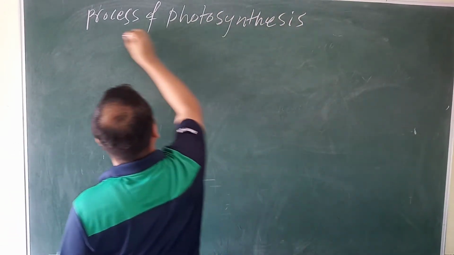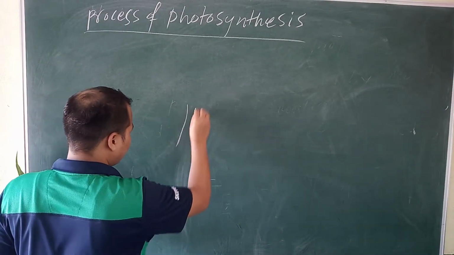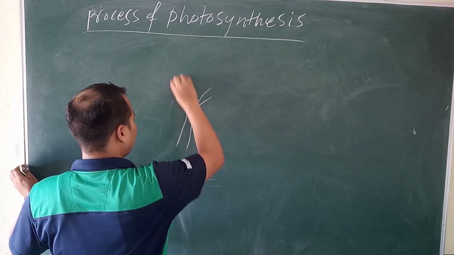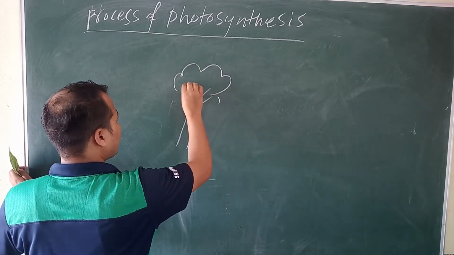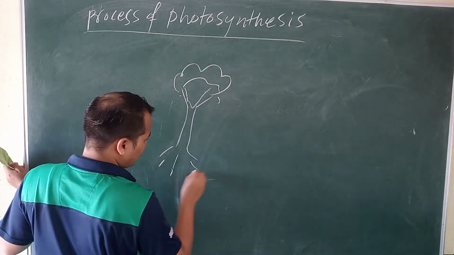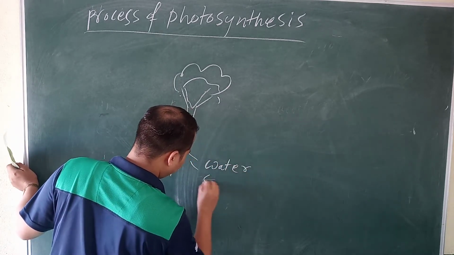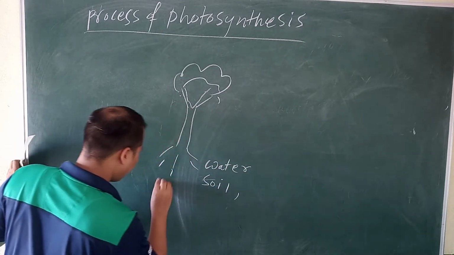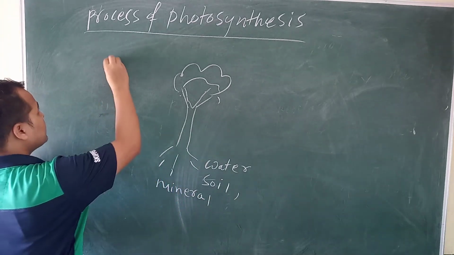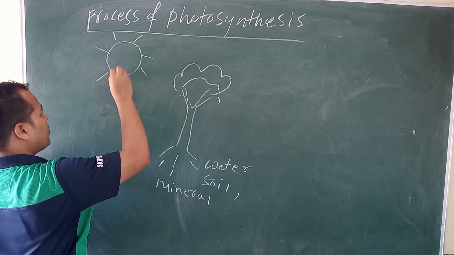Okay, the process of photosynthesis. First, draw a tree. Suppose it has so many leaves. This is water, soil, minerals, all the things that are there in the ground. And this is the sun. So what will happen? The plant takes sunlight.